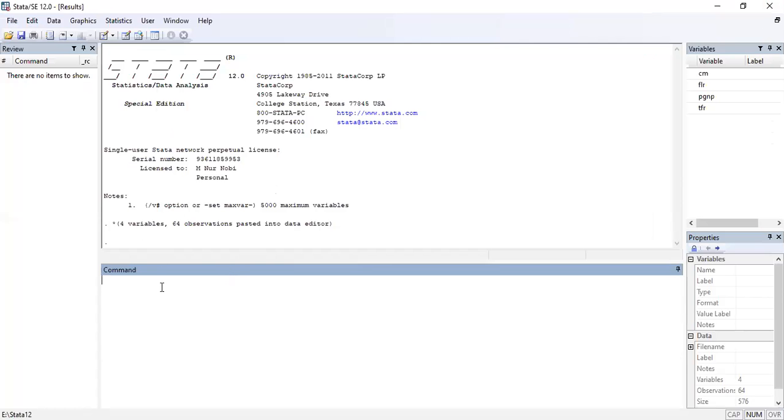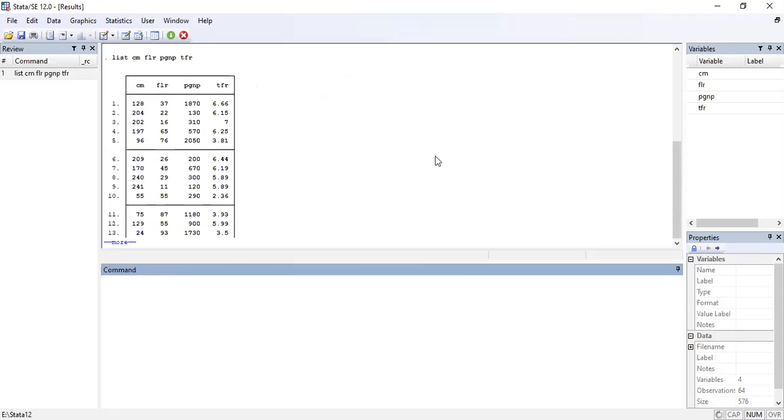Now if you want to see the variables here, what are the variables? CM, FLR, PGNP, TFR. CM, FLR, PGNP, TFR. All the variables are in here.